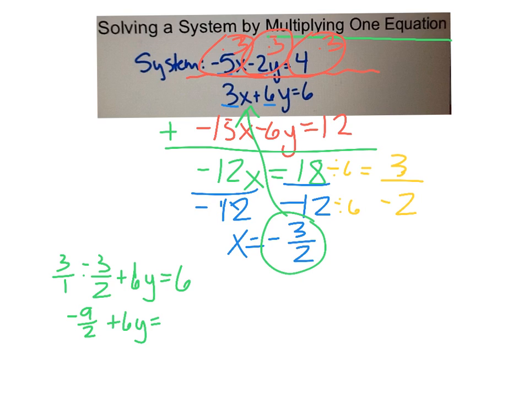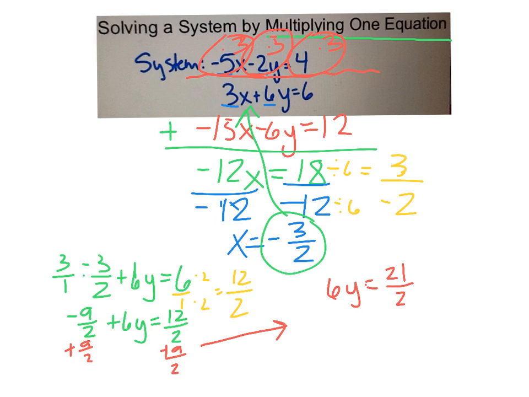now I know my next step is going to be adding 9 halves to both sides. So I'm going to write my 6 as a fraction with the denominator of 2. Well, 6 becomes 6 over 1, and then times 2 and times 2 gives me 12 over 2. So I'm going to write this as 12 over 2. So now I need to add 9 halves to both sides. I'm kind of running out of space, so I'm going to move it over here. So that gives us 6y equals 21 over 2.